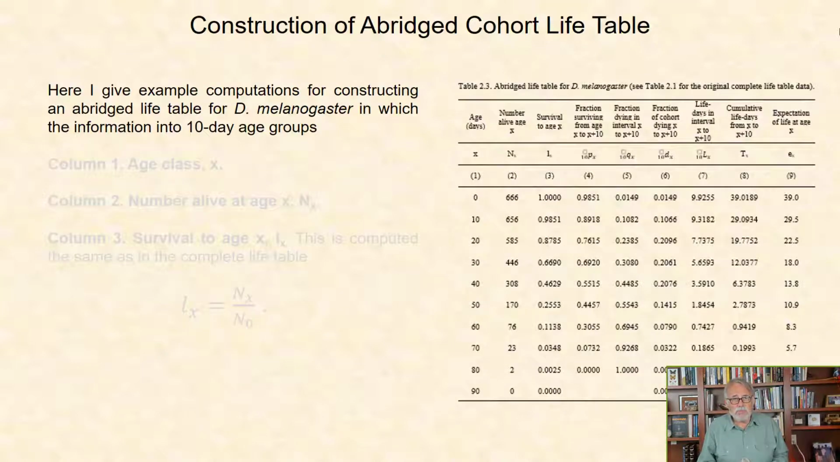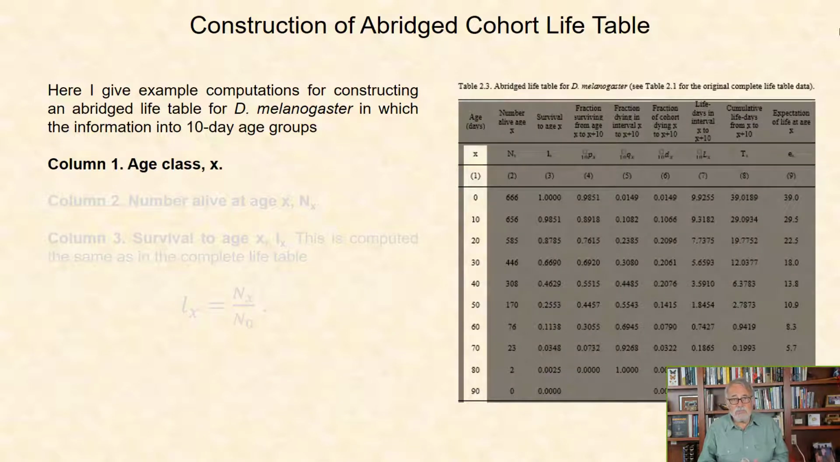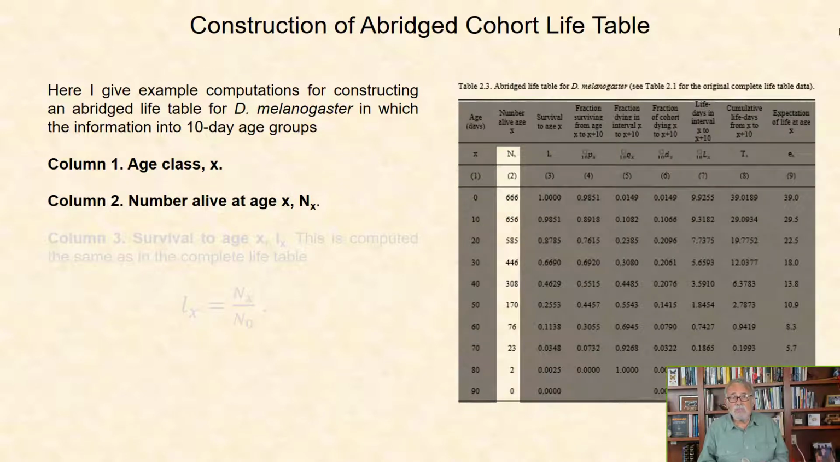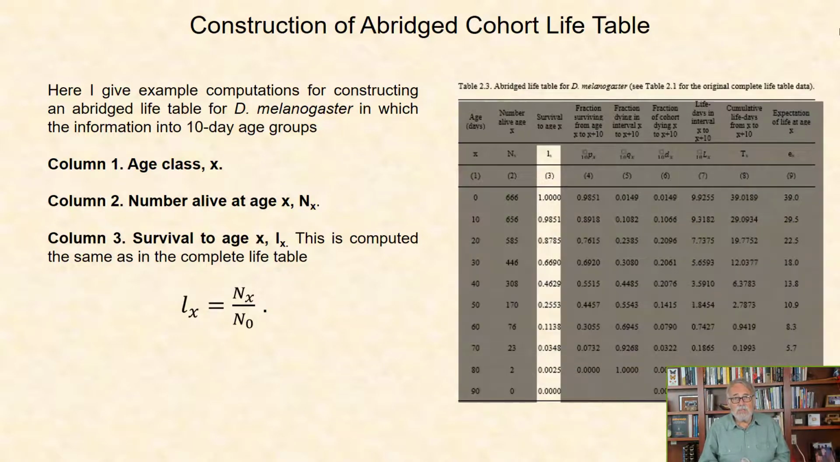Construction of abridged cohort life tables. Here I provide example computations for constructing an abridged life table using the data presented for the complete life table on Drosophila melanogaster. Column 1 contains age class x from 0 to the oldest age. Column 2 contains the number alive at age x, denoted Nx. Column 3 contains cohort survival to age x, denoted lx. This is computed the same as in the complete life table, where lx is the quotient of Nx and N naught.